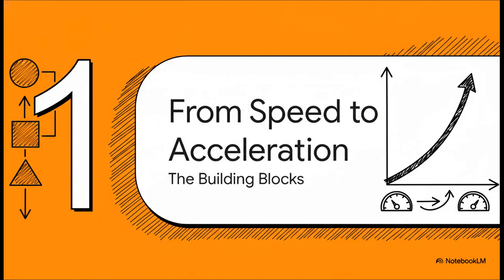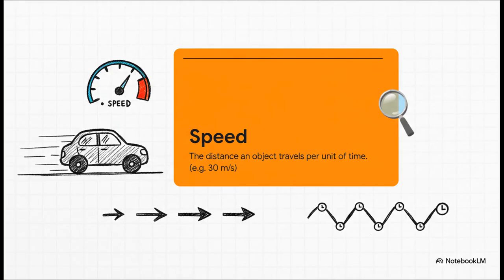Okay, so before we can really jump into reading the graph, we've got to lay down some groundwork. We need to get on the same page about three key ideas: speed, velocity, and the big one for today, acceleration. First up is speed. This one's easy. We all get this. It's just how fast you're going. You look at the speedometer in your car, it says 30 meters per second. Simple as that. It's just a number.